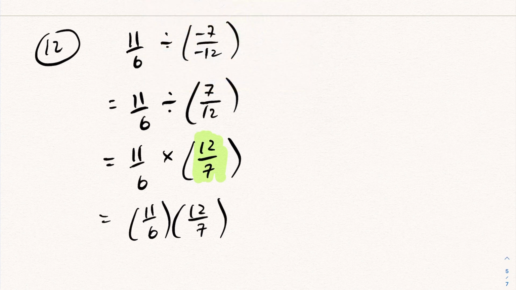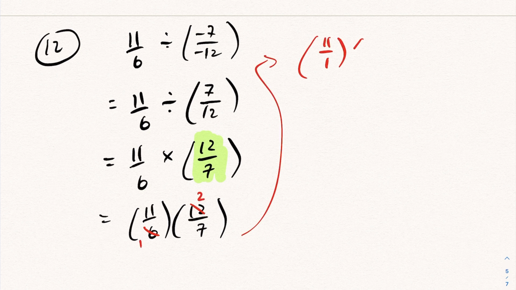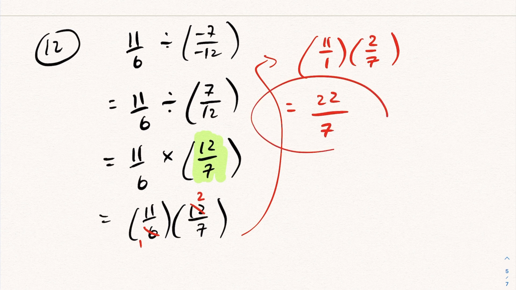At this point, I would just get rid of the multiplication symbol and put these between brackets. Just a lot more common and easier to handle. Now I can see reduction between the 6 and the 12. That reduces to become 2 over 1. So now we have 11 over 1 times 2 over 7. And now there's no more reduction. So you multiply tops with tops, which is 22, bottoms with bottoms, which is 7, and we are done.